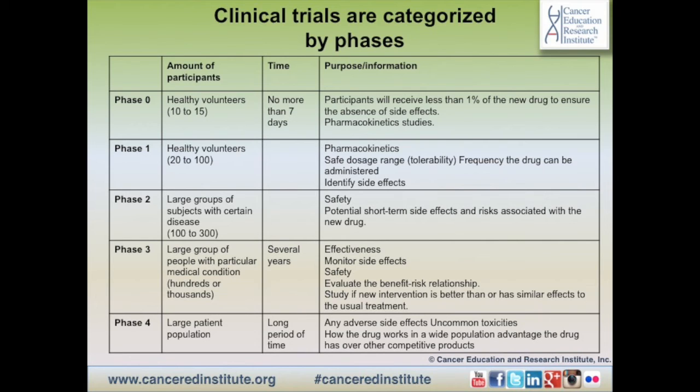The side effects are being monitored, the safety is also being assessed, and the benefit-risk relationship is being evaluated. It is also being studied whether the new intervention is better than or has similar effects to usual treatments. In the phase 4 clinical trial, any adverse side effects and uncommon toxicities are being assessed, and also how the drug works with a wide population, and whether or not it has an advantage over other competitive products.